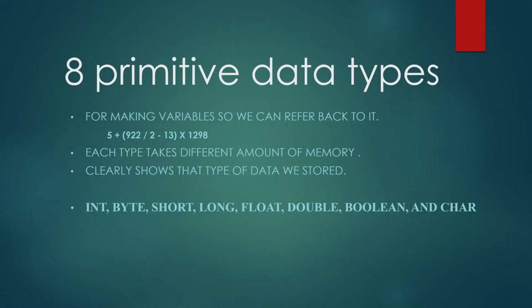So there are 8 primitive data types built into the Java language. These include the int, the byte, short, long, float, double, boolean, and char. For each of them, it takes a different amount of memory. However, since we name it differently, it clearly shows the type of data we stored. And for now, we need to know what they stand for and what the wrapper class does.